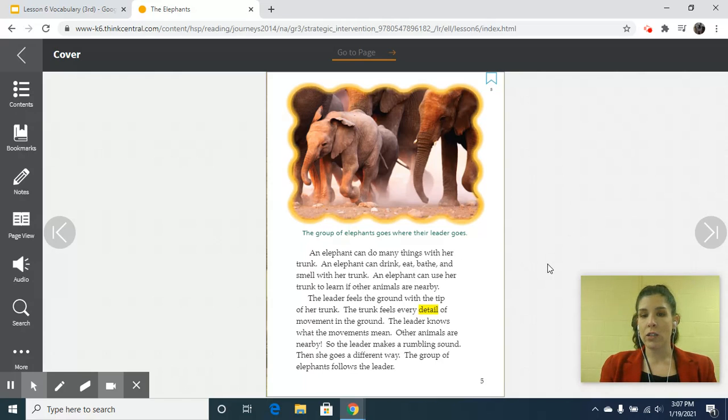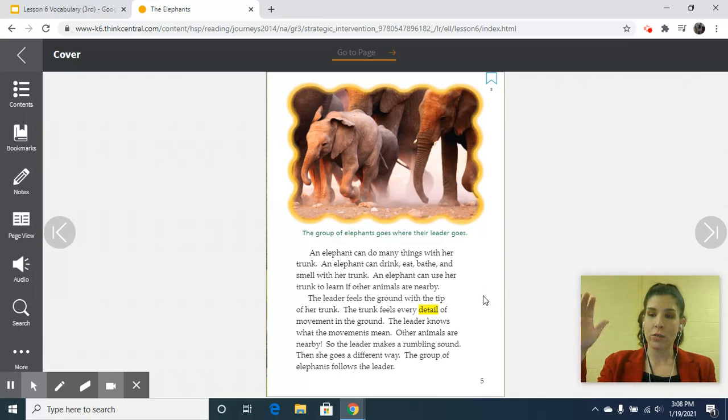So an elephant can do many things with her trunk. So we know that the elephant uses the trunk to feel for sounds. An elephant can drink, eat, bathe and smell with her trunk. An elephant can use their trunk to learn if other animals are nearby. The leader feels the ground with the tip of her trunk. The trunk feels every detail of movement in the ground. So she's feeling for the vibration. She's feeling if there's other animals around. The leader knows what the movements mean.